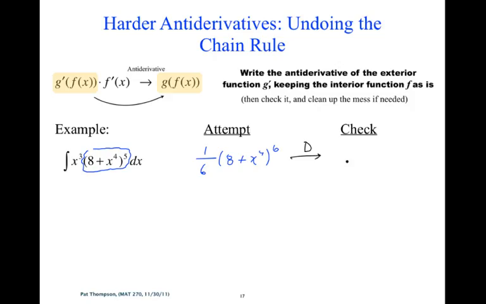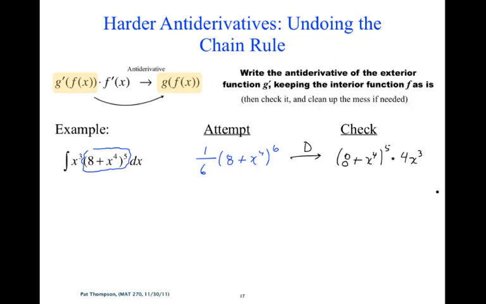So we're going to take the derivative now. We get 6 times 1/6, that's just 1. We get (8 + x^4)^5. And here's where we got to know our chain rule, right? So this is chain rule now, times 4x cubed, and we compare. Is it exactly the same as what we started with? All right, we've got this extra 4.